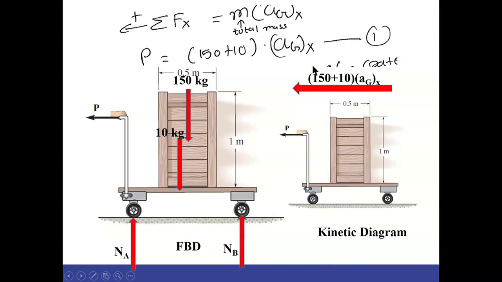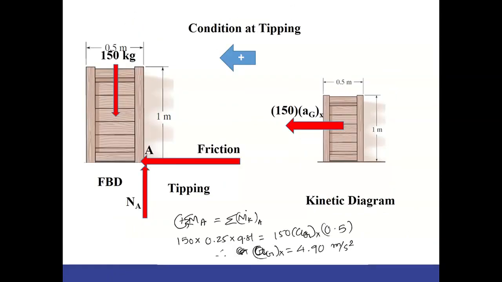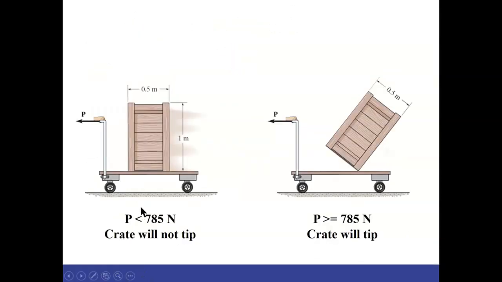Then you go back to this equation and substitute that acceleration here, and you can get the value of force P. When you do that, you get the value of P, which is 785. So that's what you will get from that equation 1.